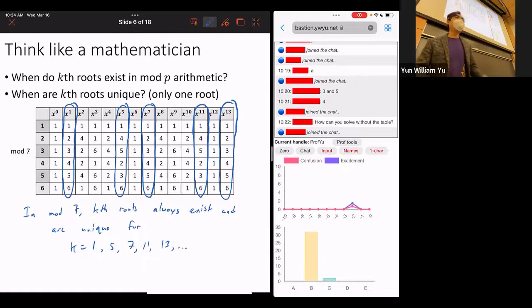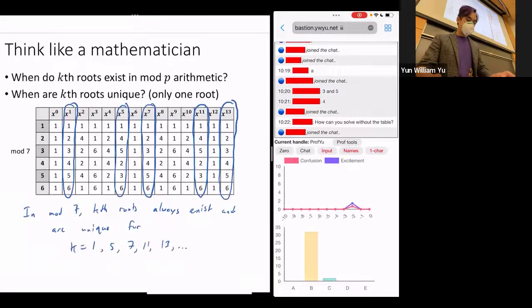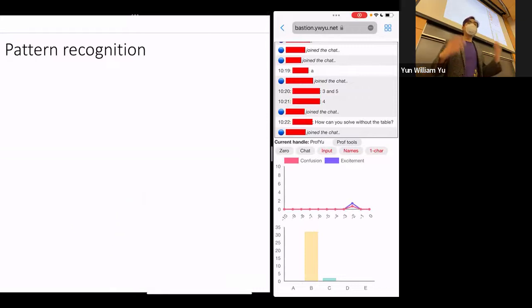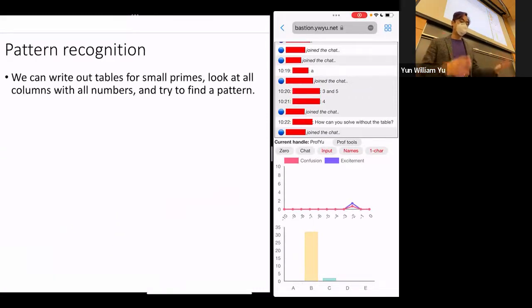Now, if we had a lot more time and this were a class, I would make you guys break up into small groups, and then you would sit down and solve a bunch of these tables. But that would actually take a really long amount of time because these powers tables take quite a bit of time to compute. And then you look to see what was unique, like we did last week. So you can write out all these different tables for small primes, look at all the columns with all of these numbers and try to find the pattern.